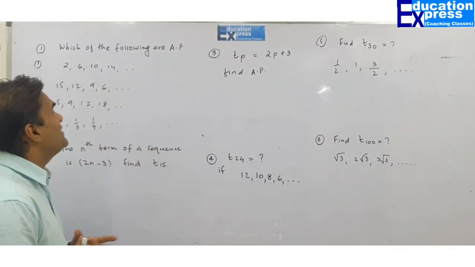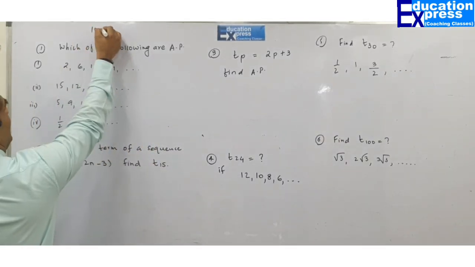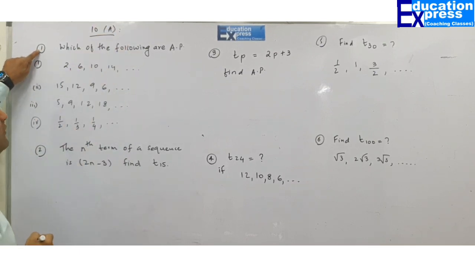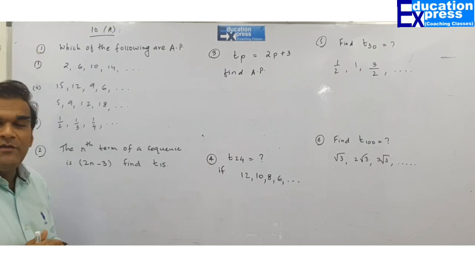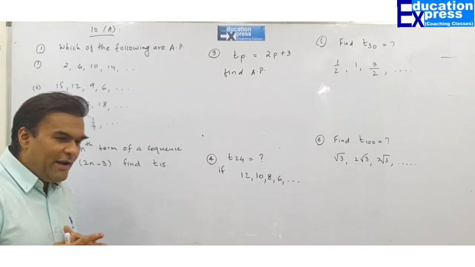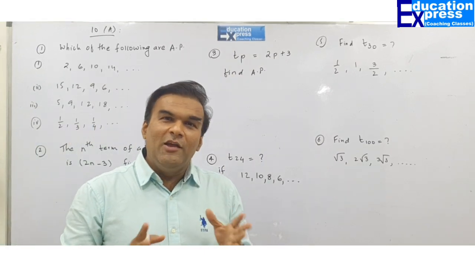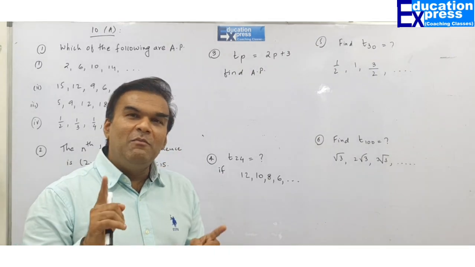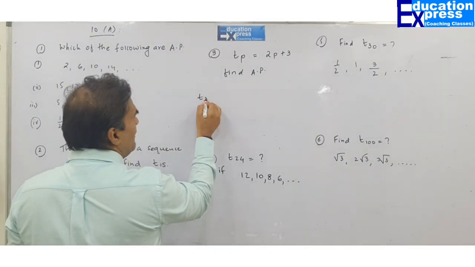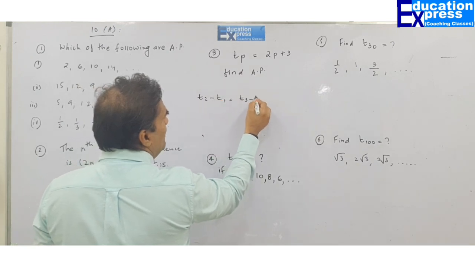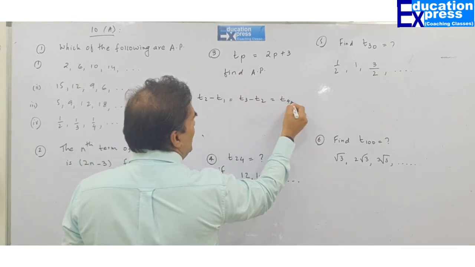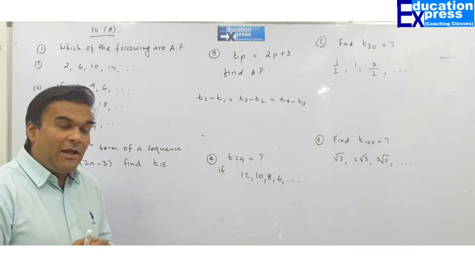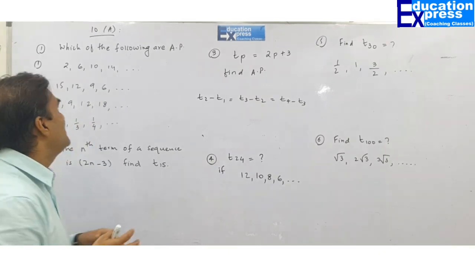So we have Exercise 10A, question 1. Which of the following are AP? So as we know, my dear friends, how do you identify whether the given series is in AP or not? Very simple. You will find the difference between the numbers. That means second term minus first term should be equal to third term minus second term, should be equal to fourth term minus third term. If you can see this characteristic in any series, that means that series would be an AP series.